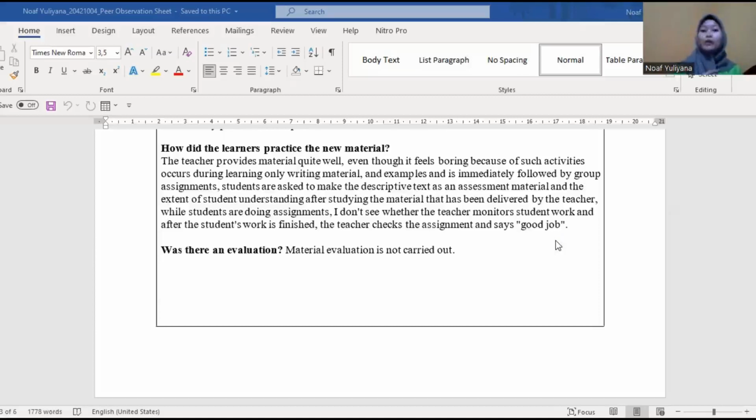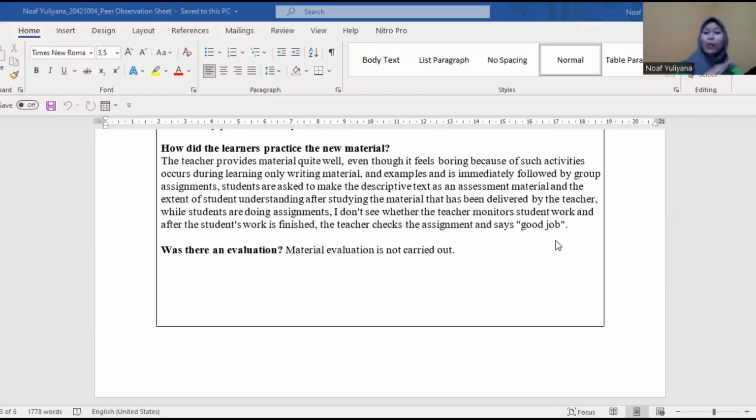While students are doing the assessment, I don't see whether the teacher monitors student work, and after the student work is finished, the teacher checks the assessment and just says, good job, gives a plus, like that.